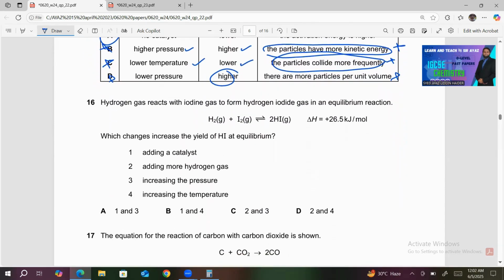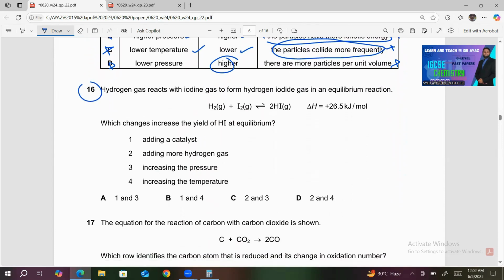Moving to next MCQ. Hydrogen gas reacts with iodine gas to form hydrogen iodide gas in an equilibrium reaction. Here's an equilibrium reaction. We have gases on the reactant side as well as on the product side. Delta H indicates that this is an endothermic reaction because the sign of delta H is positive.